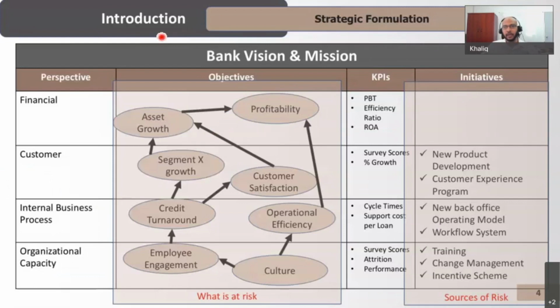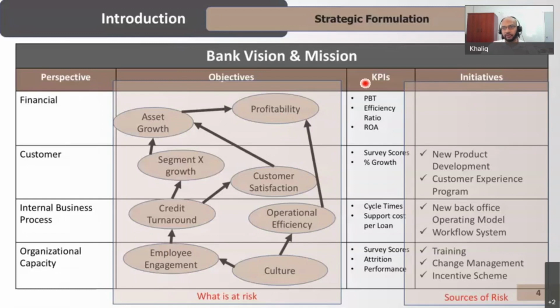Feel free to access. But looking at the strategy map, what we have on the left-hand side are the four balanced scorecard perspectives: organizational capacity, internal business process, customer, financial. And if you notice, in each of these perspectives, we've declared some strategic objectives, right? So you may have some objectives about culture transformation. You may also want to improve employee engagement. You may want to improve customer satisfaction or grow segments, grow assets, improve profitability. Ultimately, all of your strategic objectives should be and ought to be linked towards profitability of the bank. So that's why this is the linkage between your strategic objectives and capital.